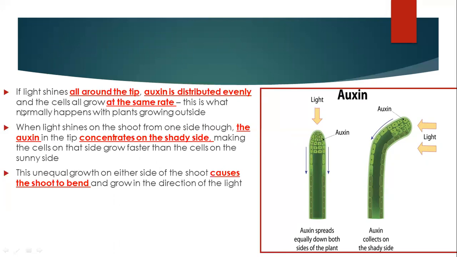Okay, the mechanism: if light shines all around the tip, the auxin is distributed evenly around the cells and the cells will all grow at the same rate. If the light is distributed equally on both sides of the tip, then the auxin will be distributed equally, and so the plant will grow directly in the direction of light. But when the light is coming from one side of the tip, the auxin will move to the opposite side, to the shade side, that side where there is no light.